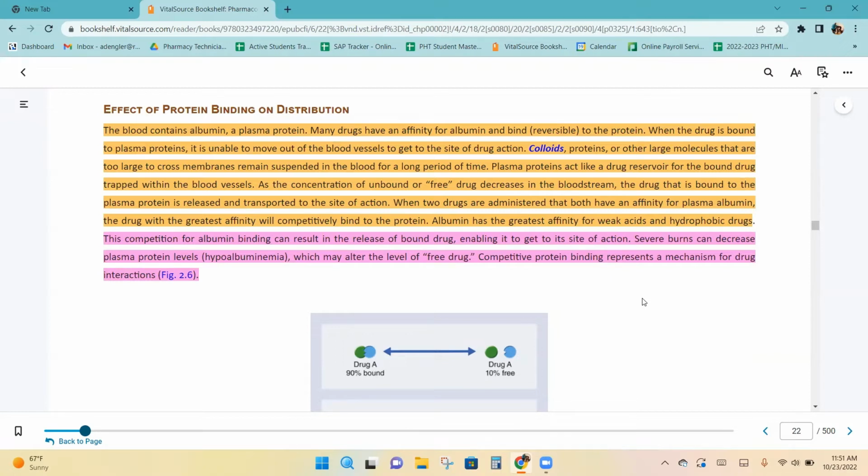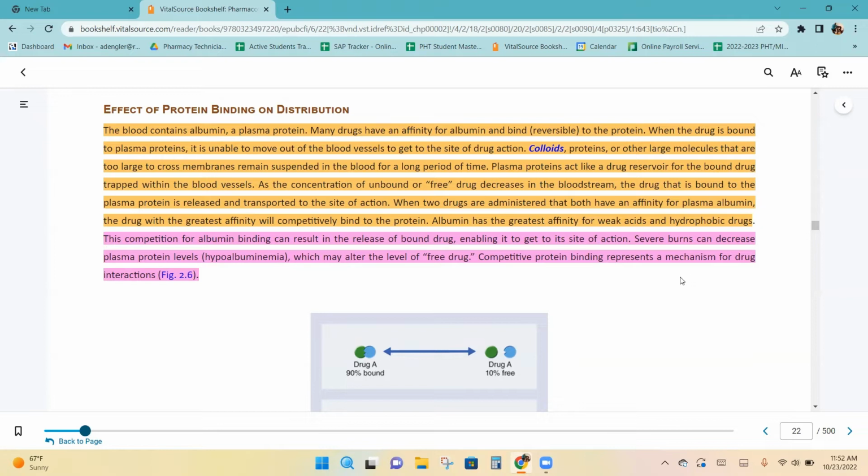When two drugs are administered that both have an affinity for plasma albumin, the drug with the greatest affinity will competitively bind to the protein. Albumin has the greatest affinity for weak acids and hydrophobic drugs. The competition for albumin binding can result in the release of bound drug, enabling it to get to its site of action.